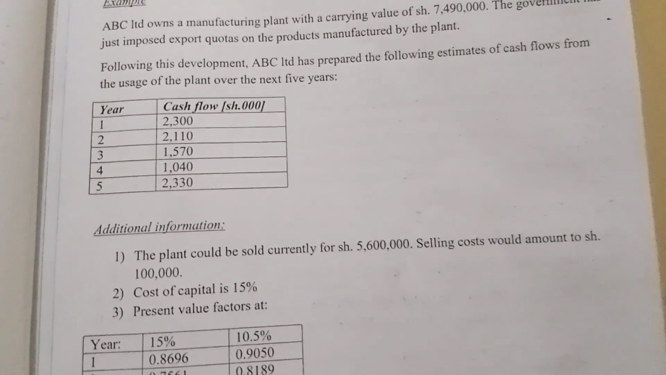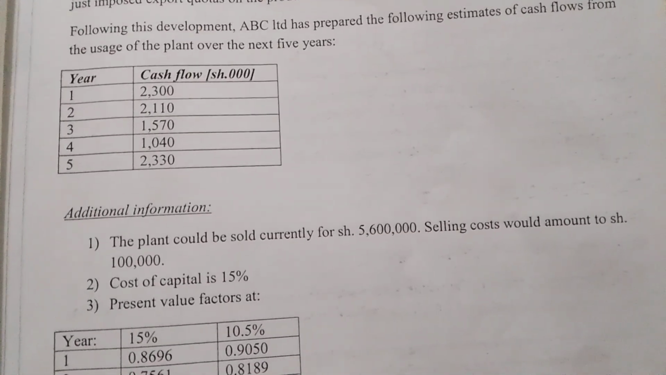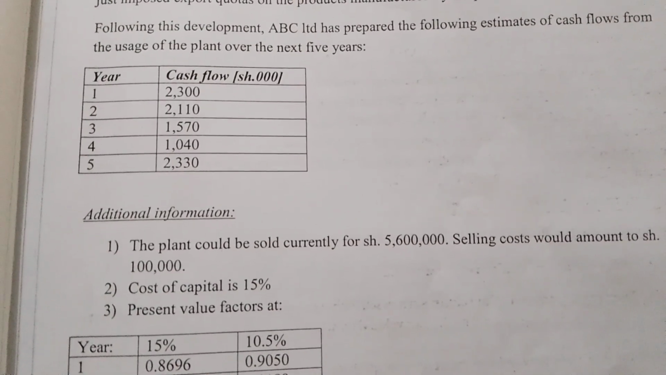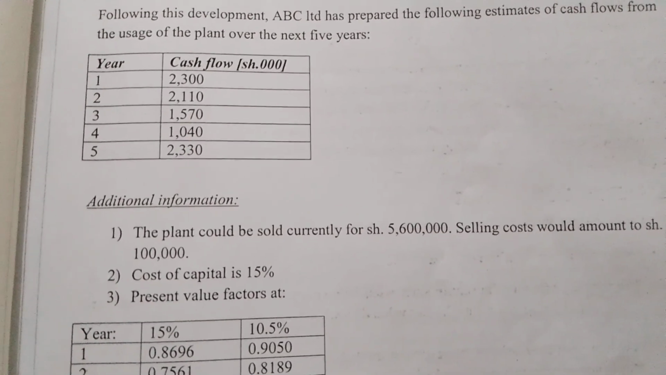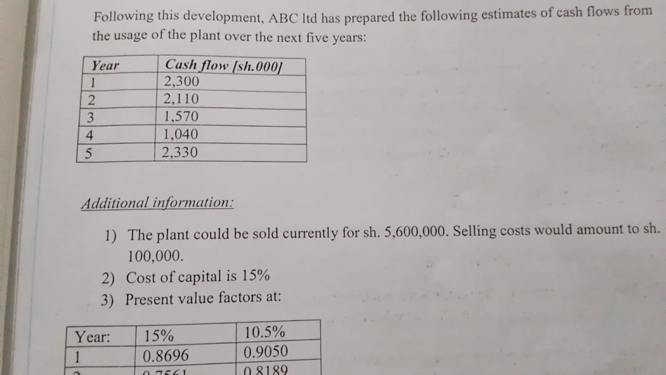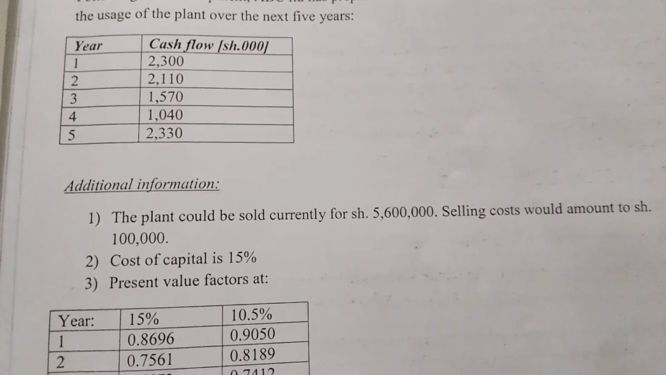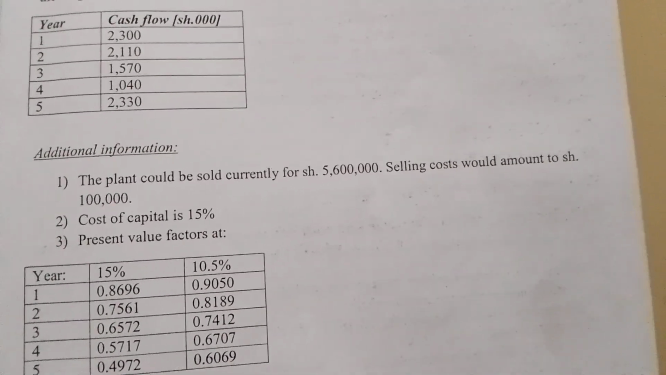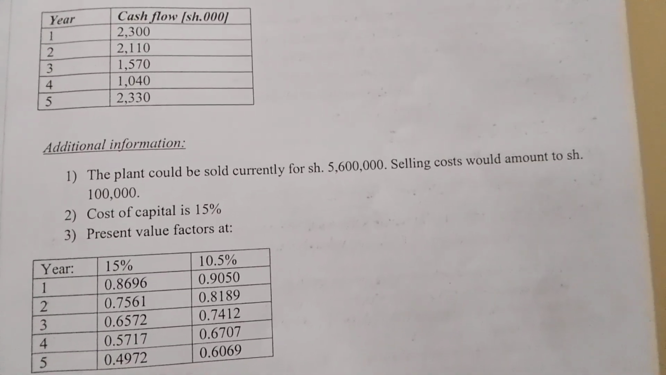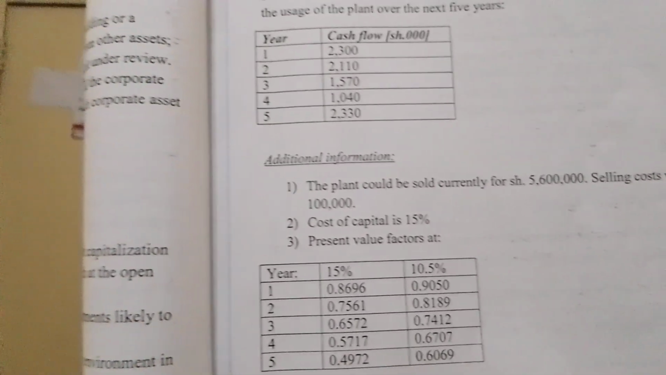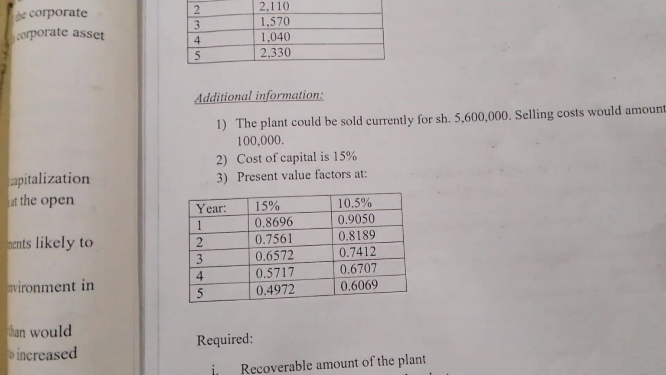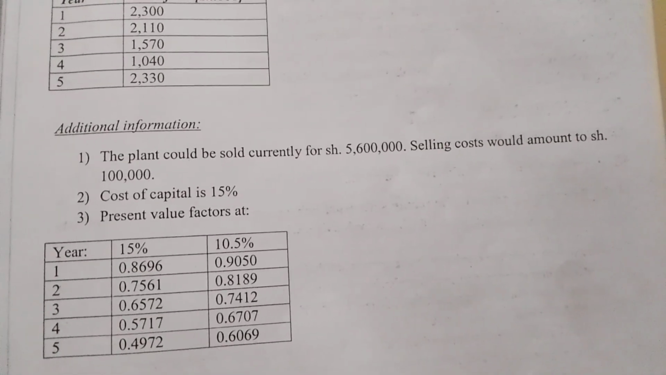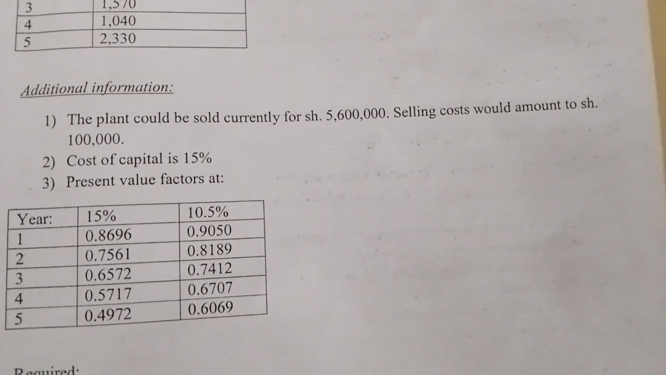Now the years are there. Year 1 to 5, you are given cash flows: year 1, 2300; year 2, 2110; year 3, 1570; year 4, 1040; year 5, 2330. Additional information: the plant could be sold currently for shillings 5.6 million. Selling costs would amount to shillings 100,000. Cost of capital is 15%.